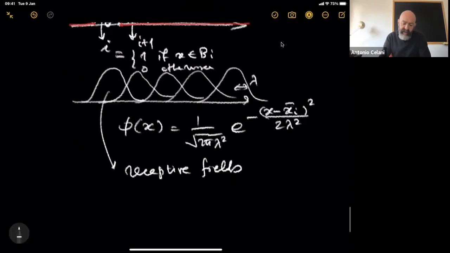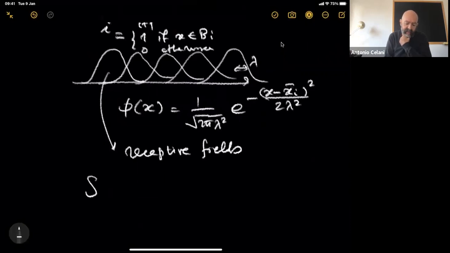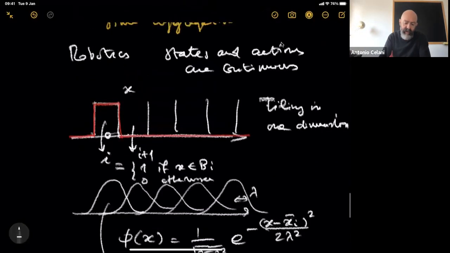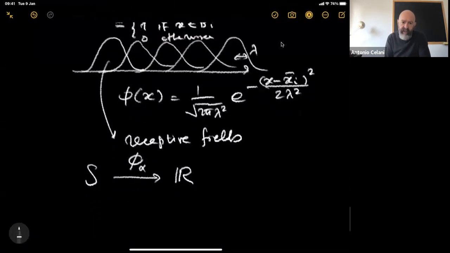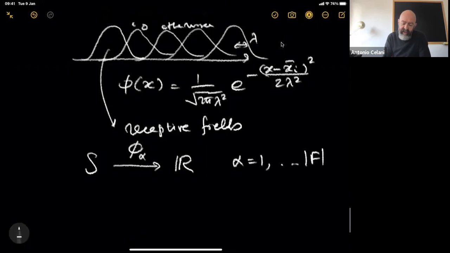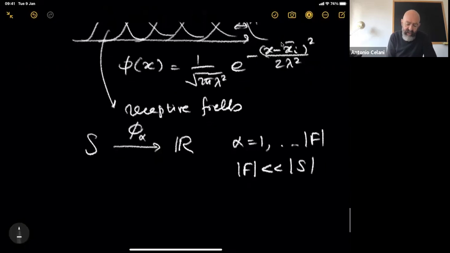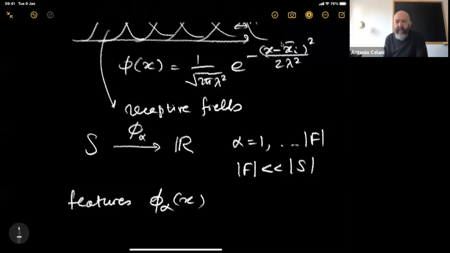So in general, let's say that if you have a certain state space, you might be interested in finding a set of functions with some indices alpha, which map you into real numbers, which could be, for instance, these box functions or these Gaussians here, these receptive fields. And with alpha, which is a collection of integer numbers, which goes up to some cardinality f. And maybe you want to consider a situation where f is much smaller than the number of states, okay? So these functions here, which are real functions of the state space, are what are typically called features. And it's not unlikely that you have encountered this concept before in other domains of machine learning or other things.